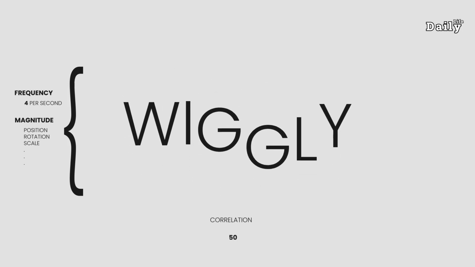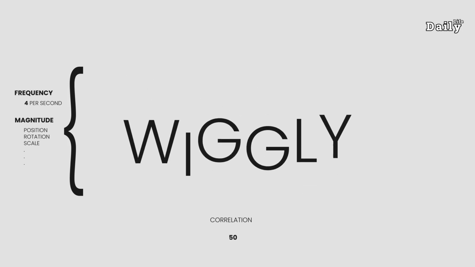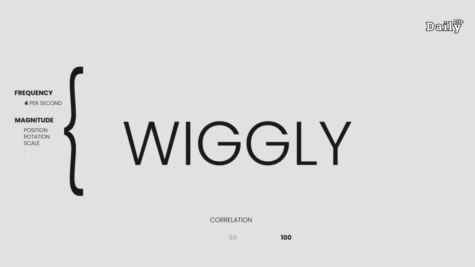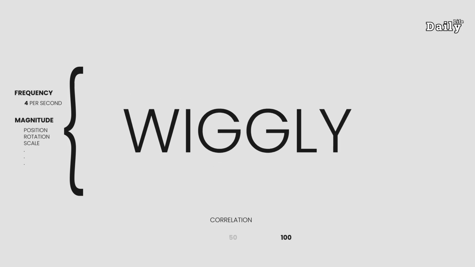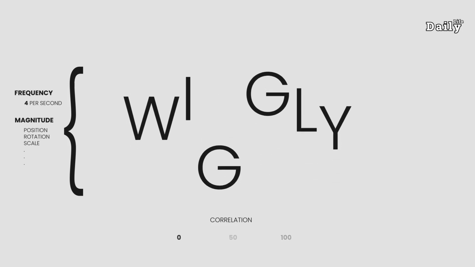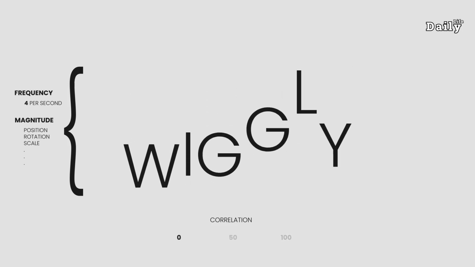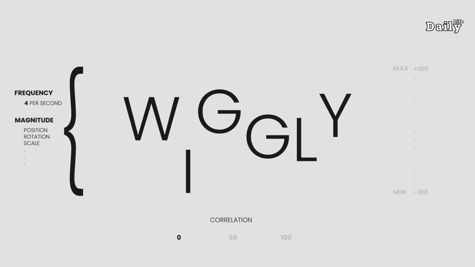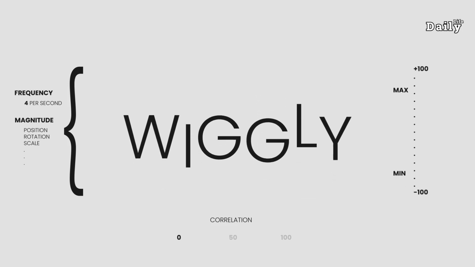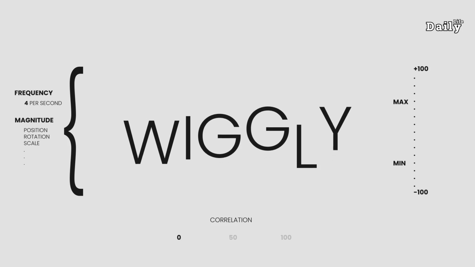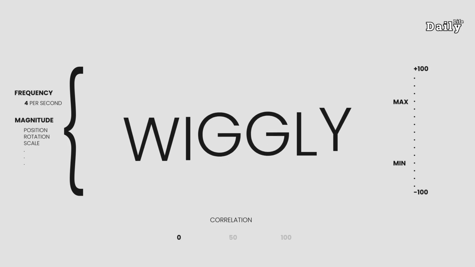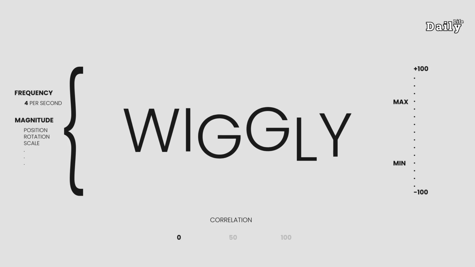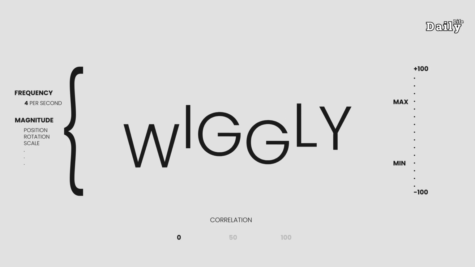Correlation. This lets you control whether the letters wiggle together or independently. Set a high correlation if you want all the letters to wiggle in sync. Use a low correlation for more chaotic individual movement. Min and max amount. These controls limit how much the wiggle effect can affect each letter, so you can keep it under control if you don't want it to get too wild.